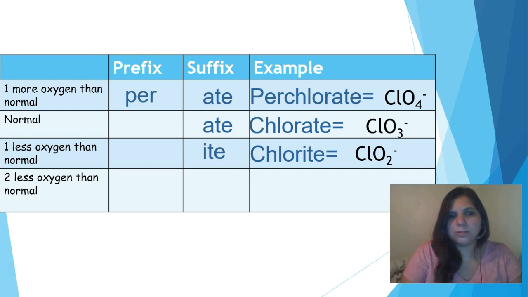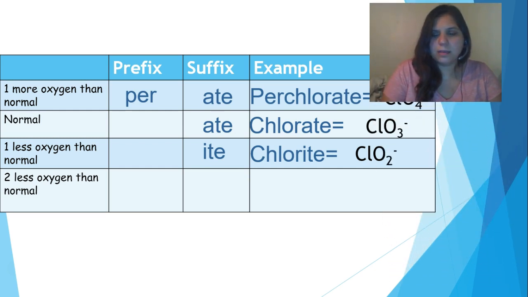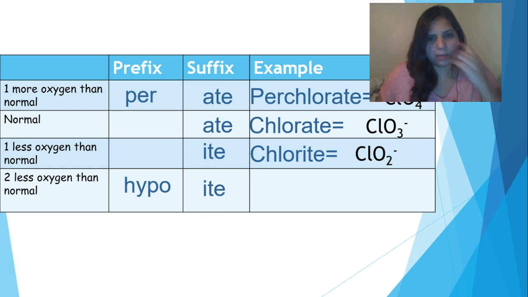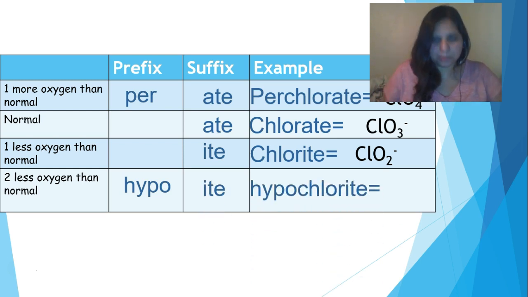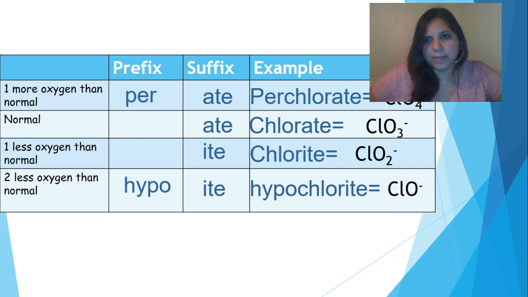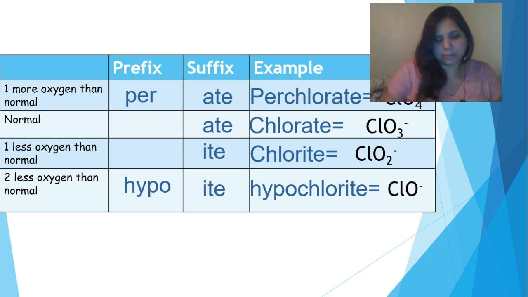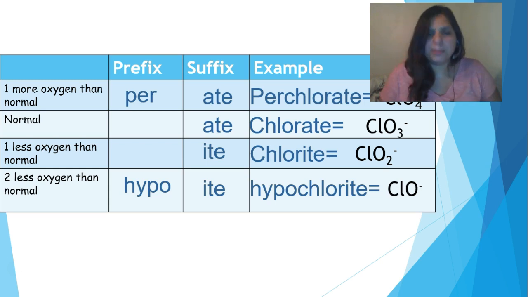Okay, then we go to the hypo-ite form. So an example of that would be hypochlorite. So we would take 2 less than the normal, or 1 less than the -ite form. So this would just be ClO with a 1- charge. So now you should be able to take things like bromate and iodate, which were other polyatomic ions that you had to memorize, and change them into perbromate and hypobromite and periodate and so on.